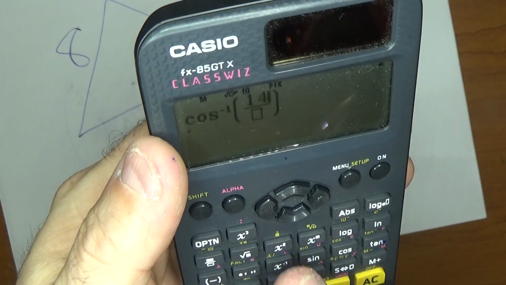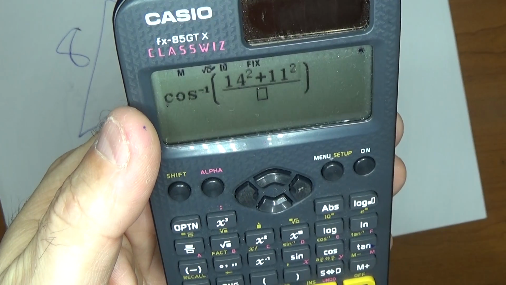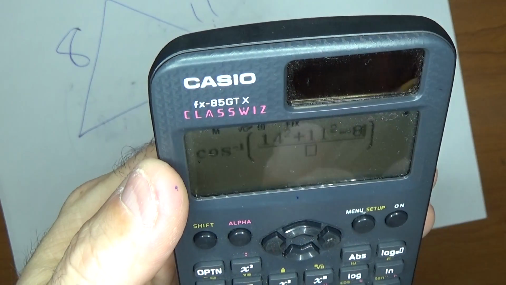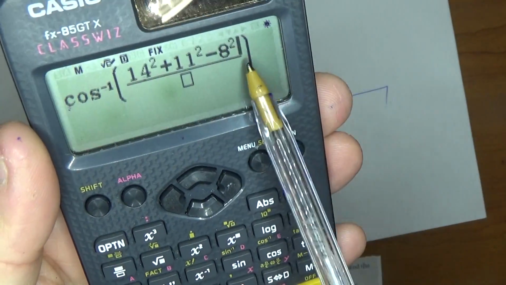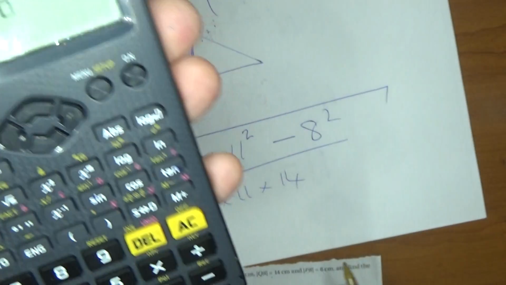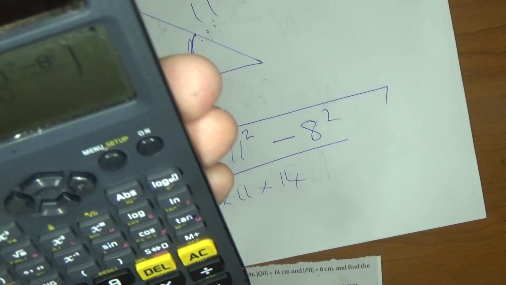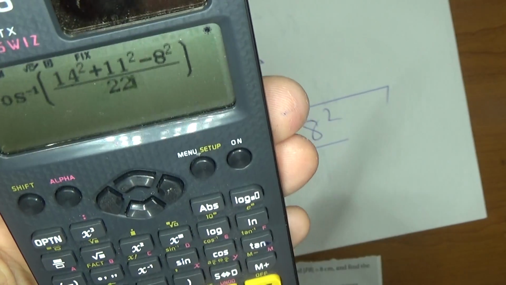So 14 squared plus 11 squared minus 8 squared. A thing to note is if you're getting the smallest angle, the smallest square will be at the end. Down you go, and I'm looking at 2 by 11 by 14. I'm going to call that 22 by 14. Okay, 22 by 14. Just make sure you don't make a mistake. 22 by 14.